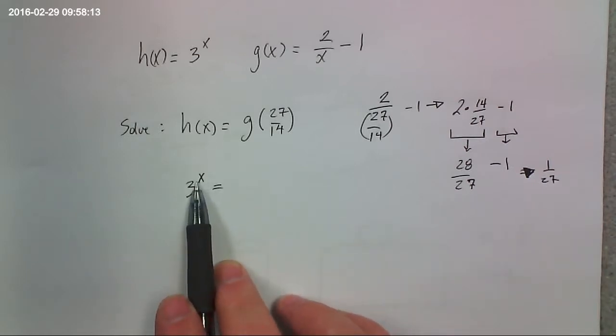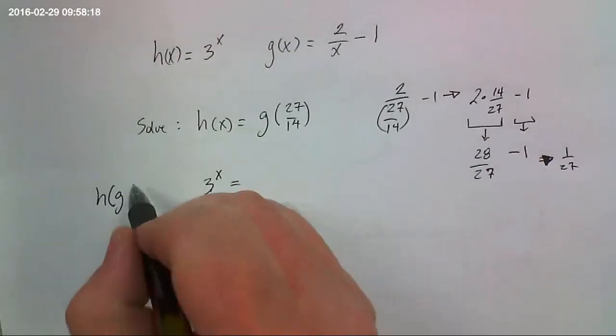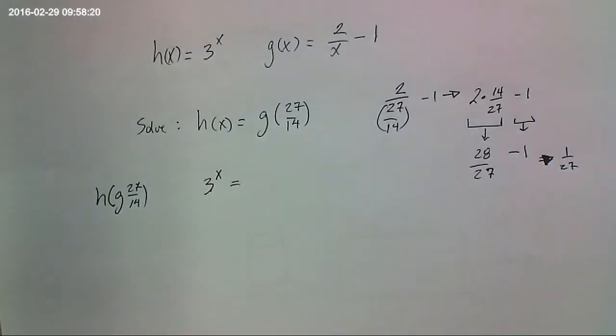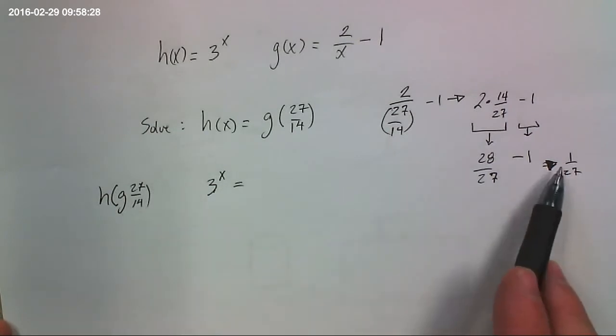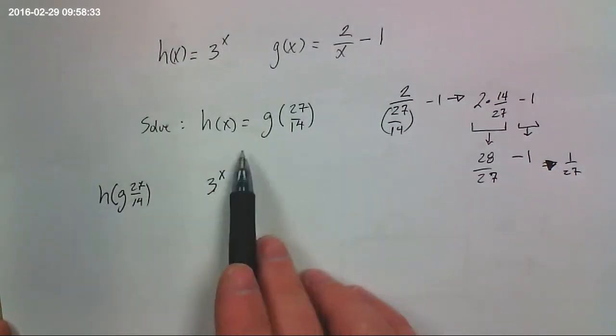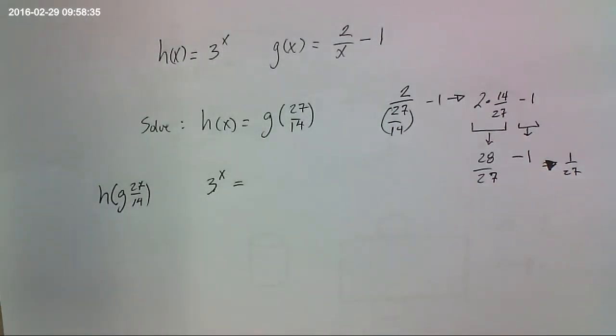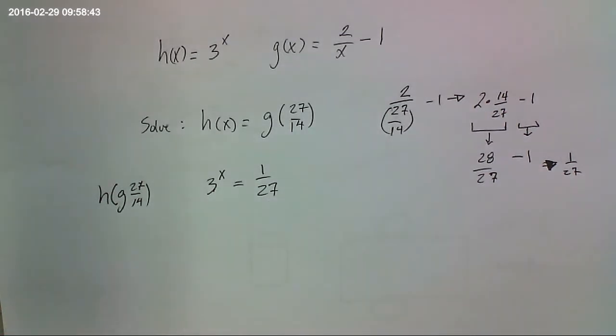No, sorry. I don't, because it doesn't say h of g of 27 over 14. If it did, then you would be right. See what I mean? Even though you said it wrong, I'm glad you said that, because if I were to plug in 1/27 right here, then this would be the way that would be written. But this is different. Oh, yes? 3 to the power of x equals 1 over 27. That's correct. Okay. That's the hard part, and that was pretty easy because it's just a fraction.